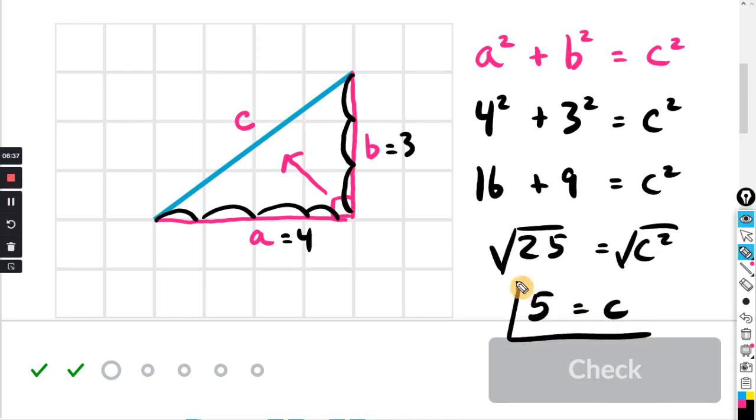Okay? Now, I understand -5 would also work because it's squared, but we're dealing with lengths here. So C is just +5. You could discard the negative answer.